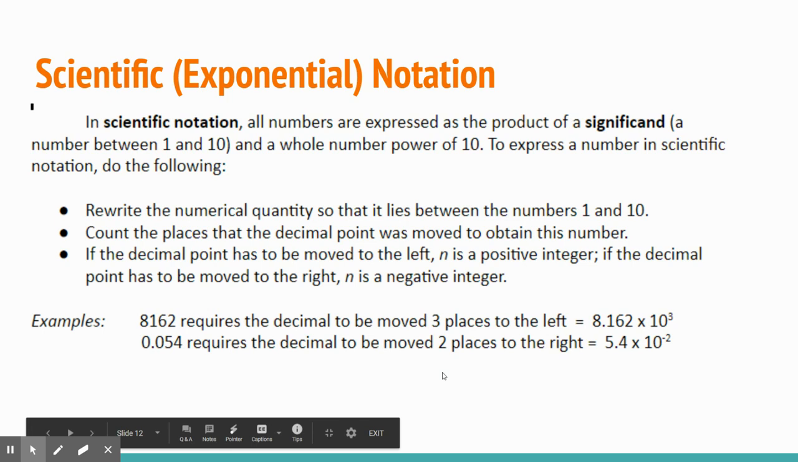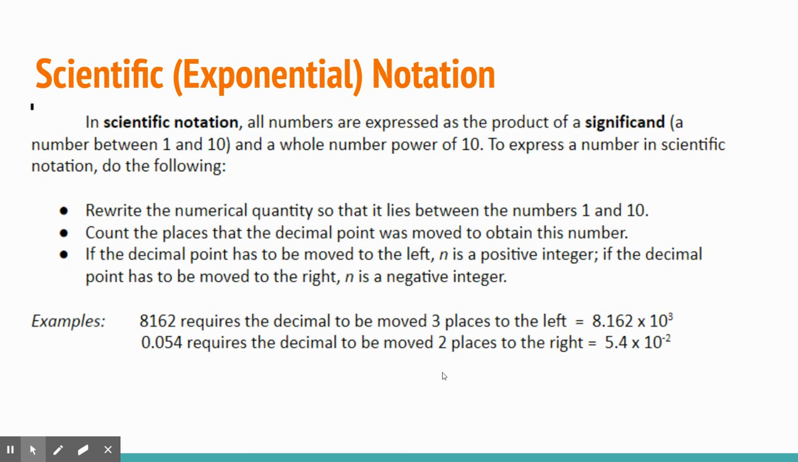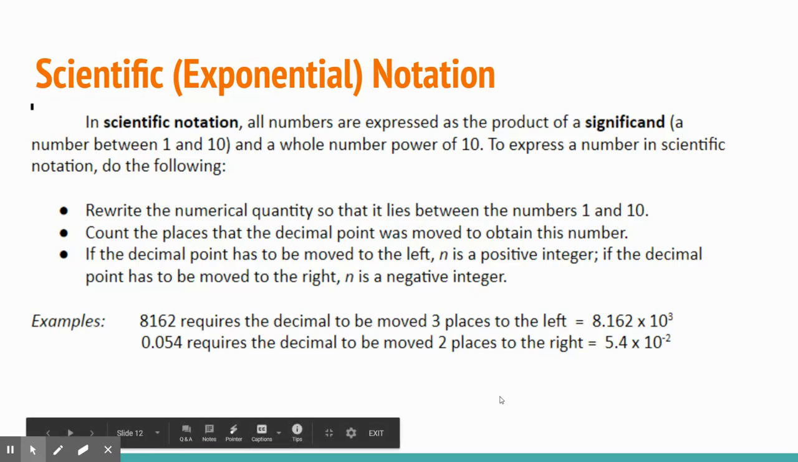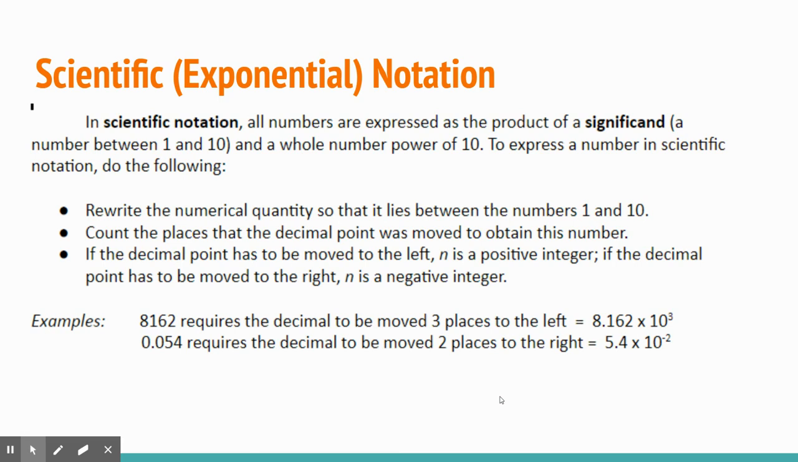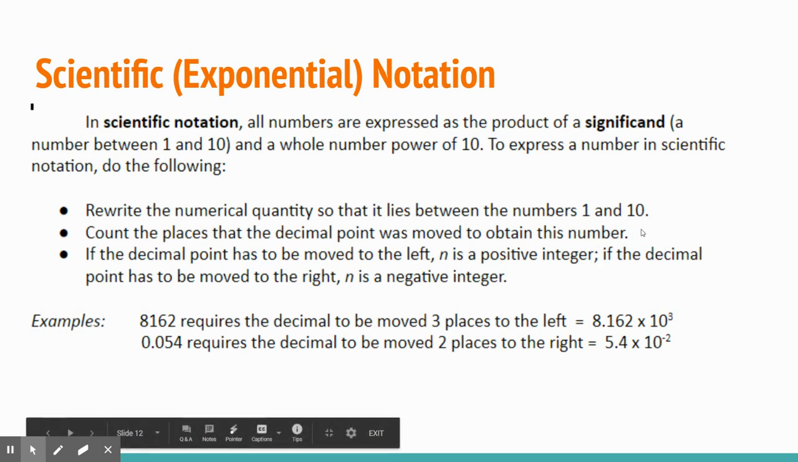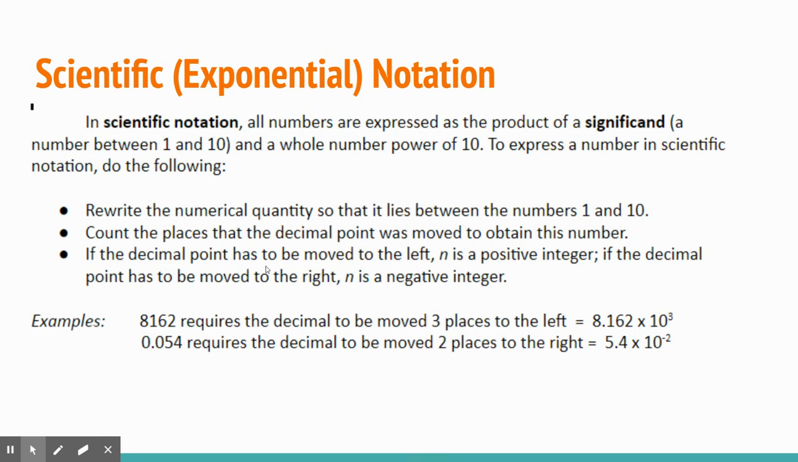In scientific notation, all numbers are expressed as the product of a significand and a whole number power of 10. To express a number in scientific notation, do the following. Rewrite the numerical quantity so that it lies between 1 and 10. Count the places that the decimal point was moved to obtain this number. If the decimal point has to be moved to the left, n is a positive integer. If the decimal place has to be moved to the right, n is a negative integer.